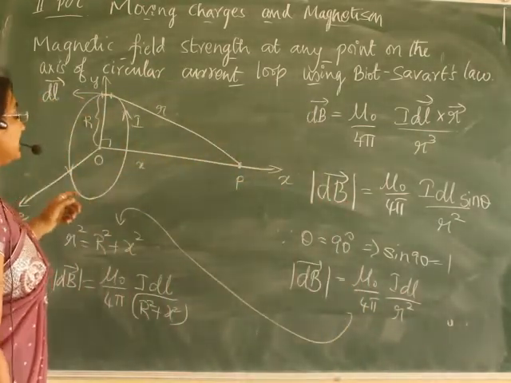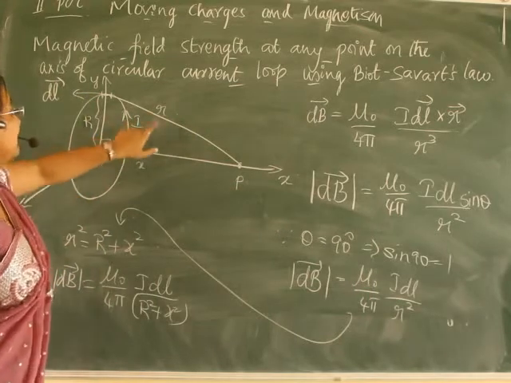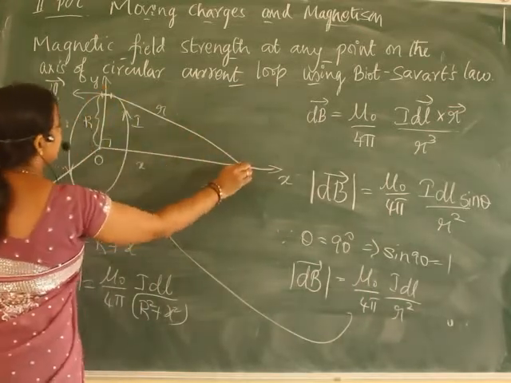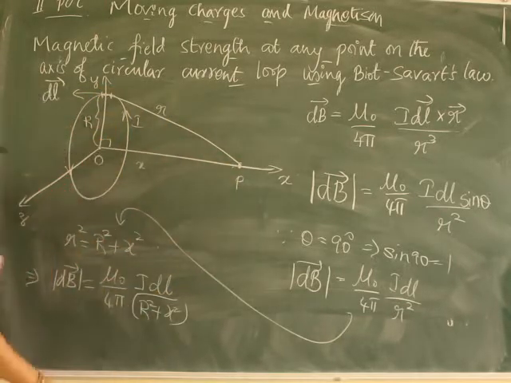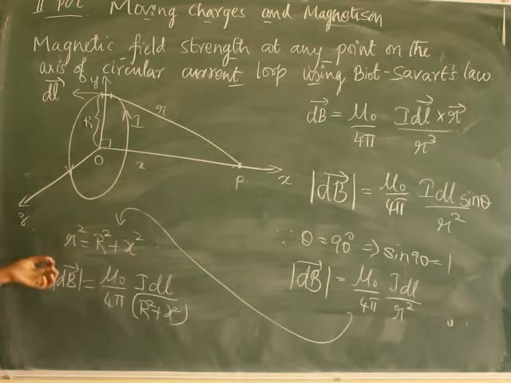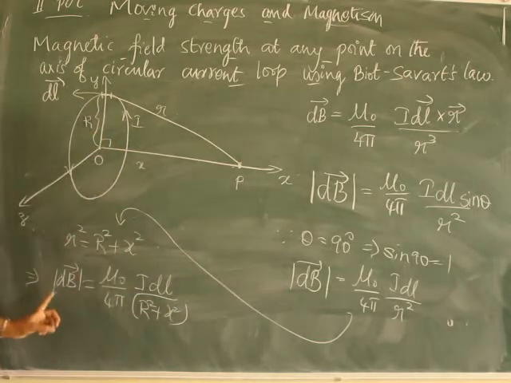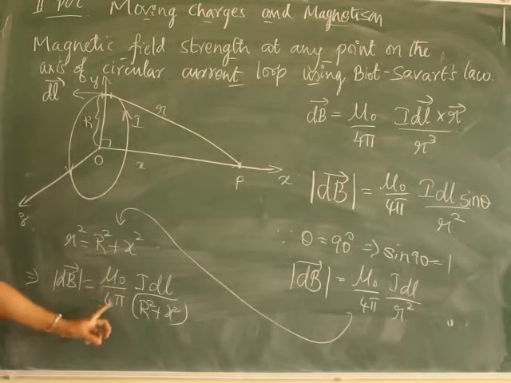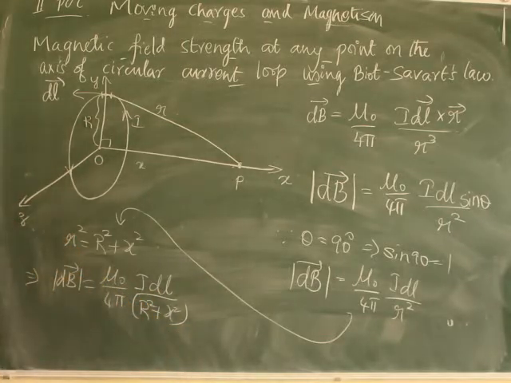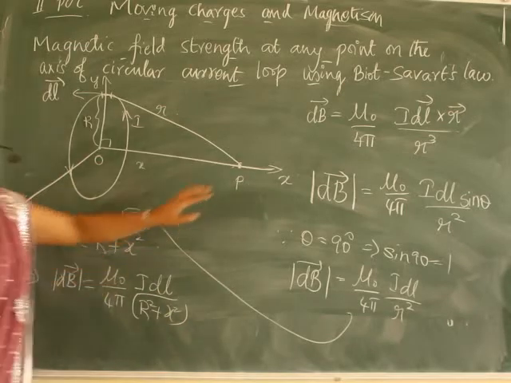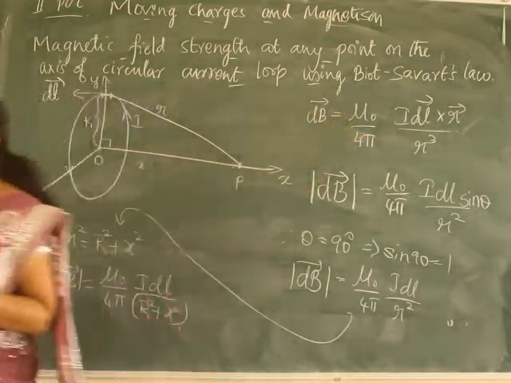So therefore, now I can consider the Pythagoras theorem. Using the Pythagoras theorem, the square of the hypotenuse is equal to the sum of the squares of the adjacent and the opposite sides, correct? That is R square plus x square is equal to small letter r square. Therefore, when I substitute it in this expression, I'll get dB vector is equal to mu naught by 4 pi I dl divided by R square plus x square. It is not completed. Shall I erase this? I'll continue over here. Okay, I'll erase that.